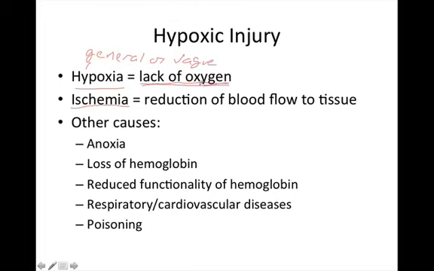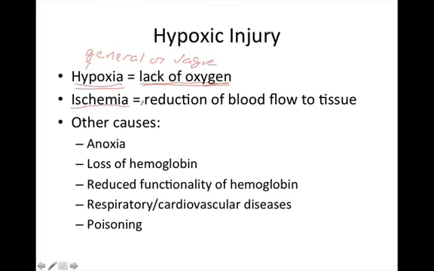So that's basically hypoxia, choking. Obviously that's causing a lack of oxygen just a lot more rapidly. So you get the picture. In general, when you see this term hypoxia, you need to think a lack of oxygen.